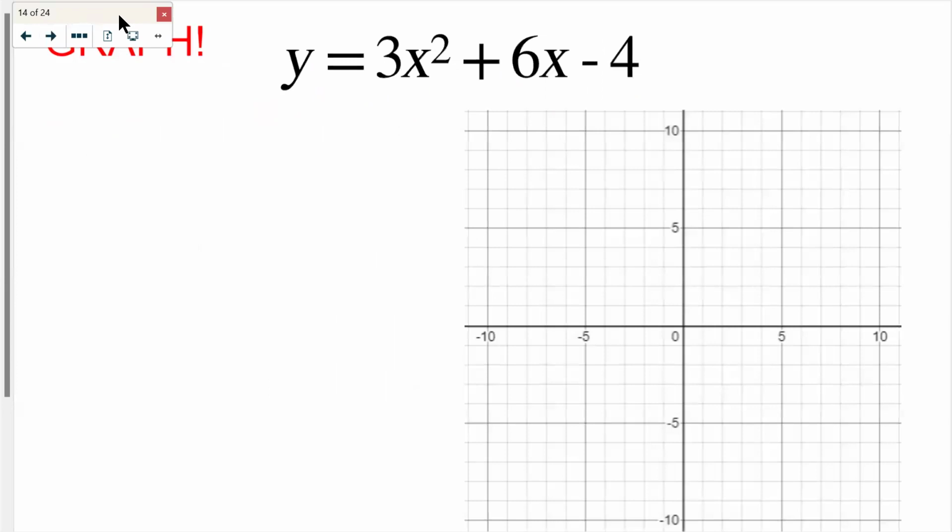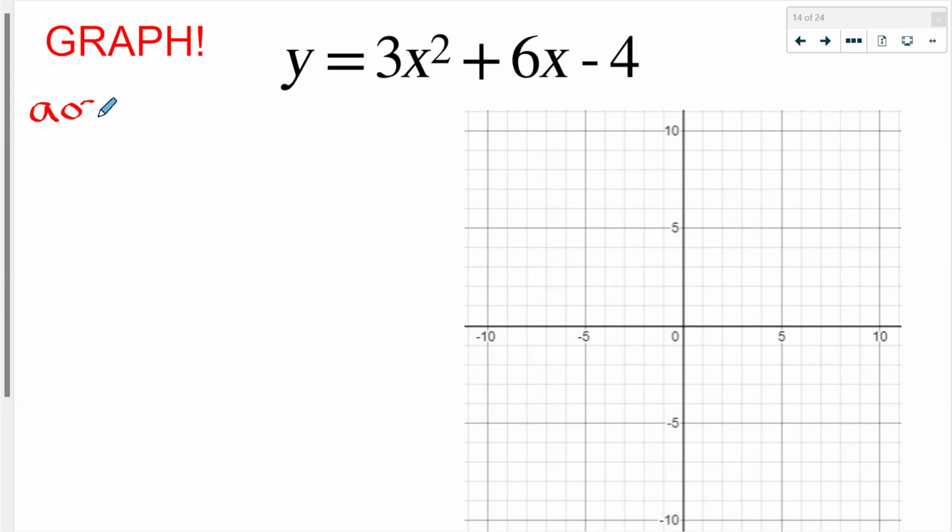All right, so the first thing we're going to do is graph this right here. We have this function, y equals 3x squared plus 6x minus 4. And we have previously learned how to find the axis of symmetry, the vertex, the y-intercept, and all that stuff. And I told you guys with these, the best thing to do is find your axis of symmetry first. And that's what we need to do when we graph in standard form. So we're going to find our AOS.